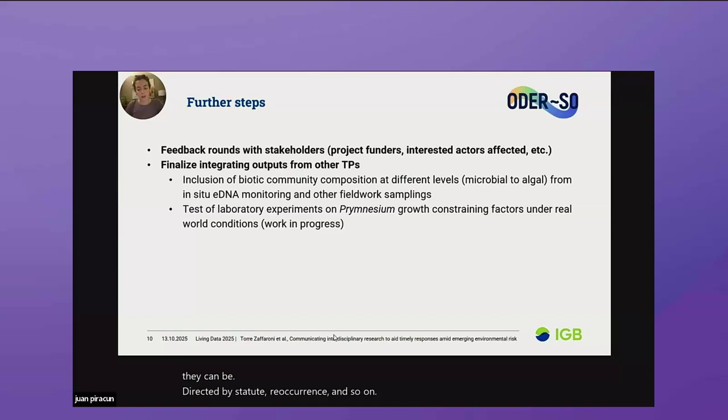And we are also thinking, for the next version that we are going to develop, how to integrate outputs from other sub-projects, specifically the inclusion of biotic community composition at different organizational levels. Lastly, we are testing how the laboratory experiments on growth condition constraining factors can be reflected in real world conditions, and how we can translate that body of knowledge into an actionable module within the near real time or current conditions level of information.